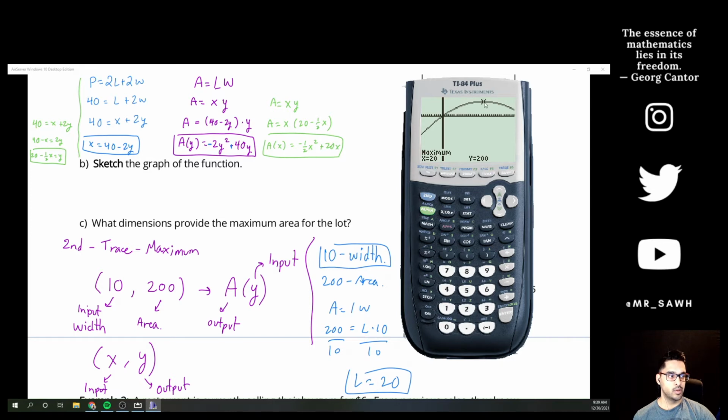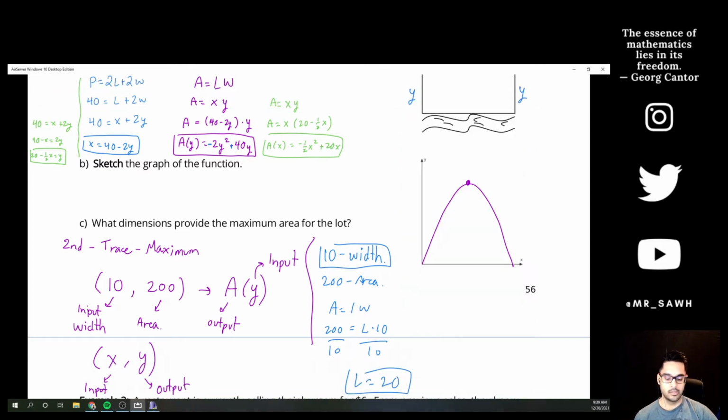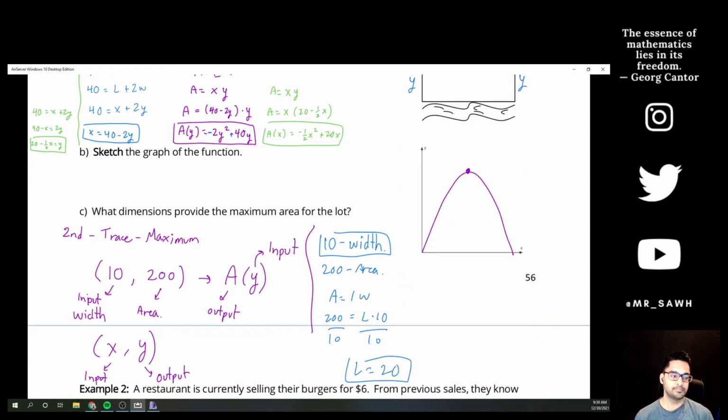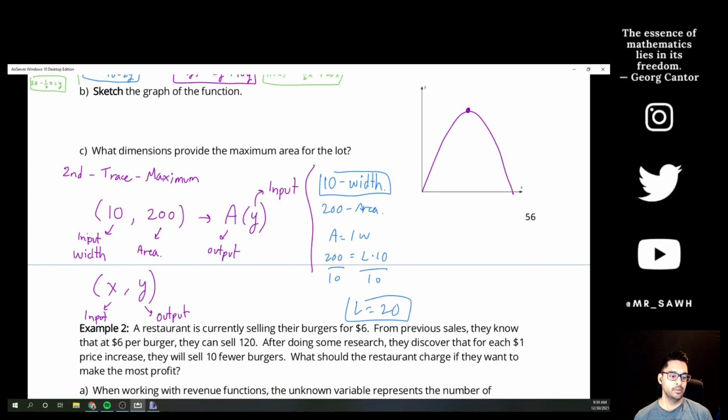The x coordinate of 20, which would be my length instead of my width, but the area is still 200, right? That should be the same. So it just will give you the other dimension, depending on the formula that you choose to work with. Okay, so it really doesn't matter which one you choose, it'll just give you the other variable instead. Okay, so there's your area example.